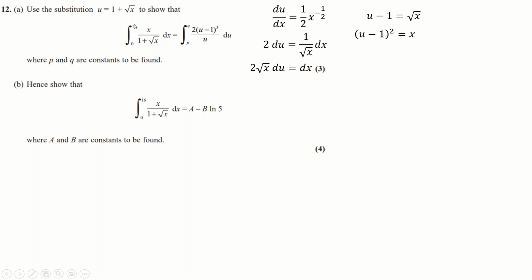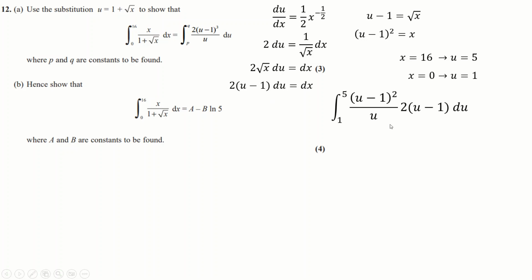So when x is 16, 1 plus root 16 is 5. So I've also written there, sorry, I've replaced that there. And then when x is 0, 1 plus root 0 is 1. So we have this integral to do, and of course this times by this makes this a 3, and you can put the 2 in the front. I would prefer to put the 2 here, but who's judging? Hence show this thing. Now, there's probably some smart things you could do here.